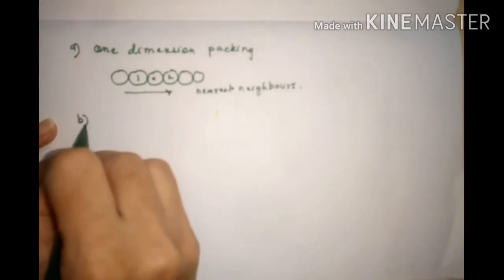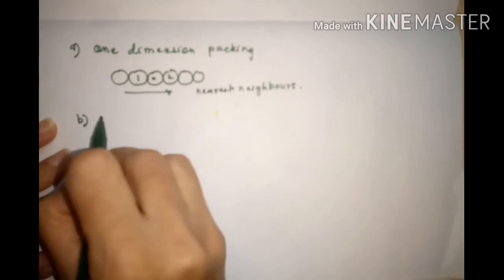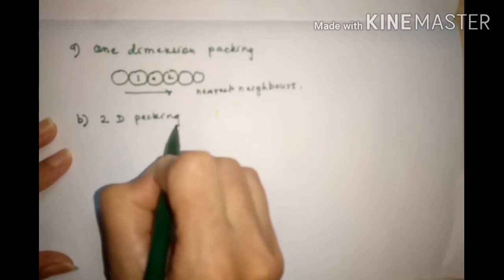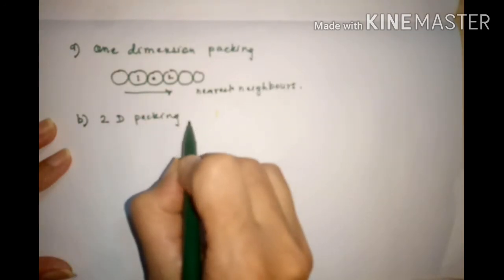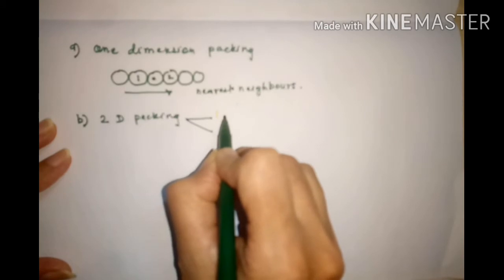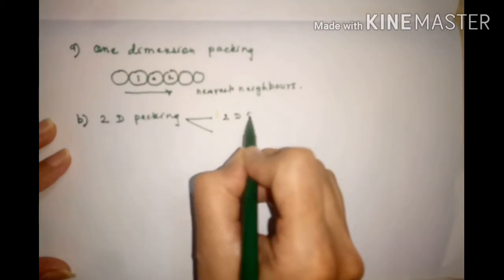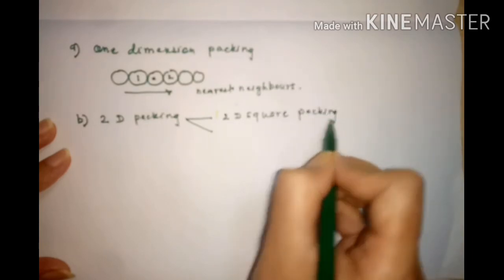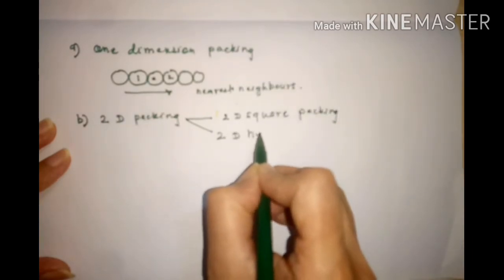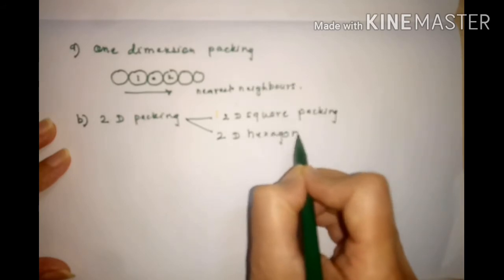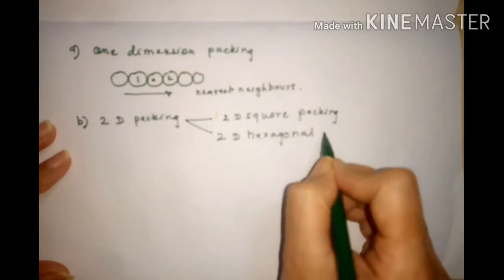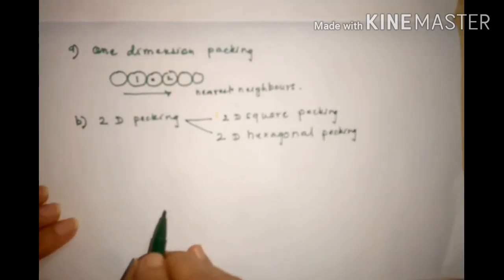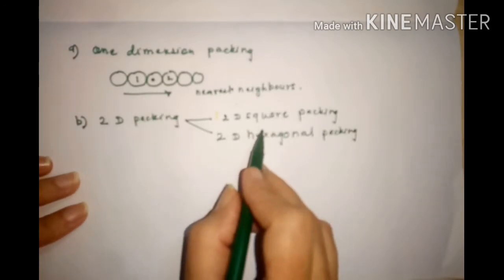Secondly, you can pack the structure in two dimensional, that is 2D packing. This 2D packing is possible in two ways. One way is 2D square packing, and the second way is 2D hexagonal packing. These are the two ways you can pack the spheres in two dimensions. First we'll see square packing.